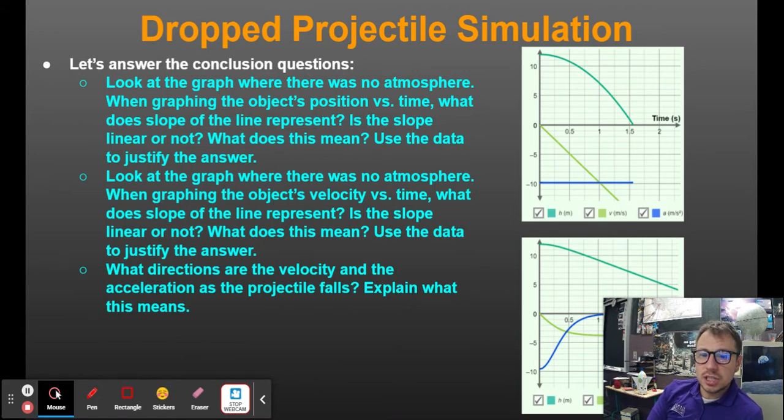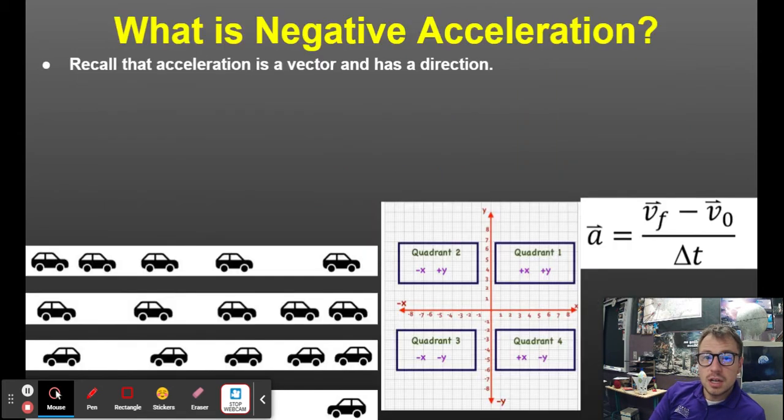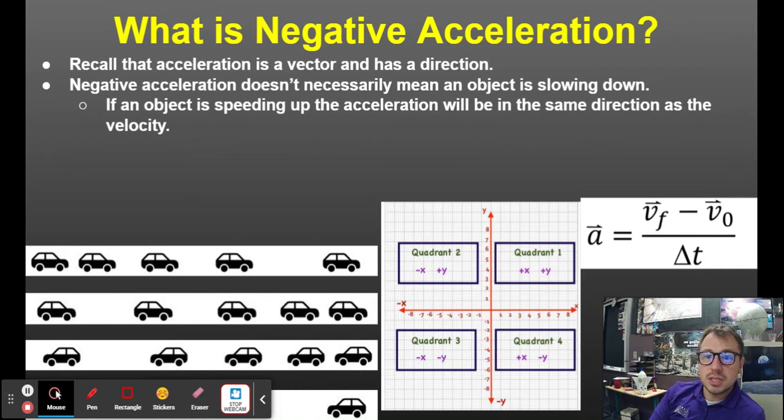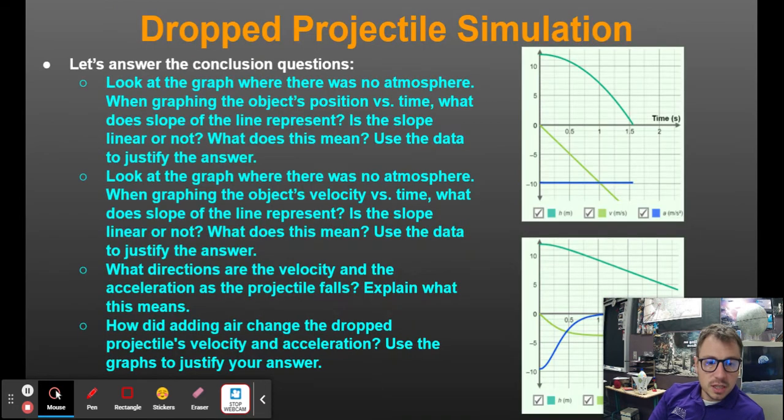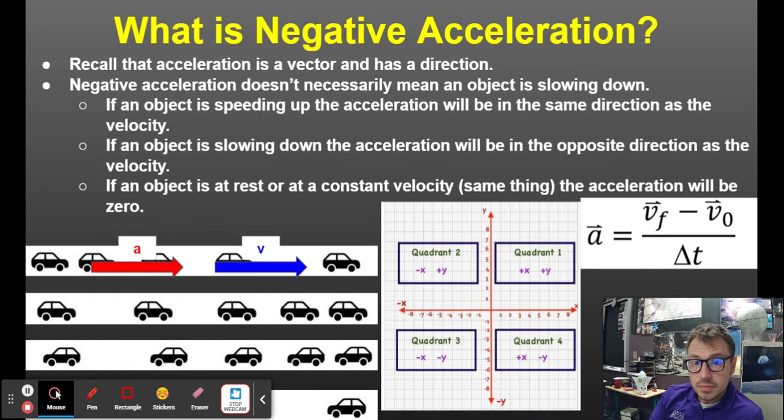Now, if we look at the directions of the velocity and the acceleration as the projectile falls, both the velocity and the acceleration are negative, and you can see that on the graph. What does that mean? Notice that if an object is speeding up, the acceleration will be in the same direction as the velocity. So for that falling object, the velocity and the acceleration are in the same direction, which means it's speeding up. It's getting faster and faster as it's falling.